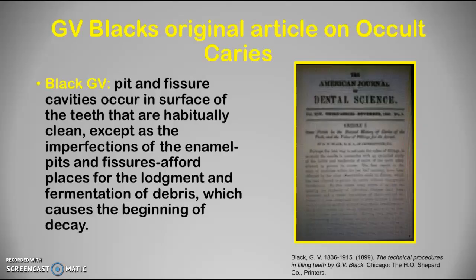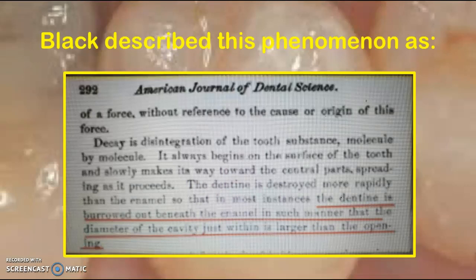This is an original article by G.V. Black in which he writes that pit and fissure cavities occur in surface of the teeth that are habitually clean, except as the imperfections of the enamel. Pits and fissures afford places for the lodgement and fermentation of debris, which causes the beginning of decay. This is a paragraph taken from Black's article. Here I've underlined the important part of this passage where he writes that the dentine is burrowed out beneath the enamel in such a manner that the diameter of the cavity just within is larger than the opening.